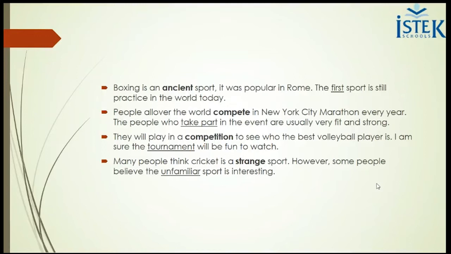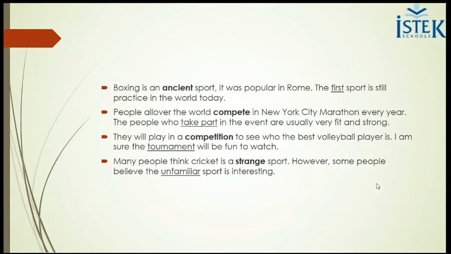What we're going to do here is try to see the words that are closely related to the words we've already learned. For example, we have: boxing is an ancient sport. It was popular in Rome. The first sport is still practiced in the world today. So ancient and first are synonymous to each other. You can either say ancient or you can say first. When you look at the second sentence, instead of repeating ancient again, I used the words that are closely related to ancient to make the writing a little bit fun. If you look at it properly, you can see the words are all underlined in the sentence.